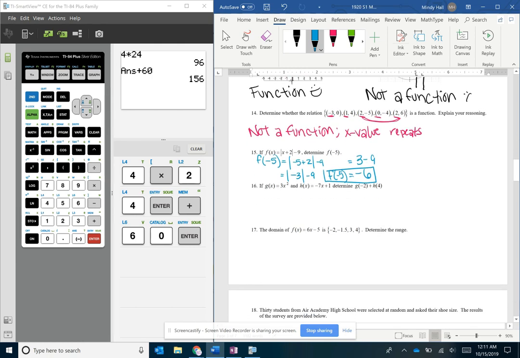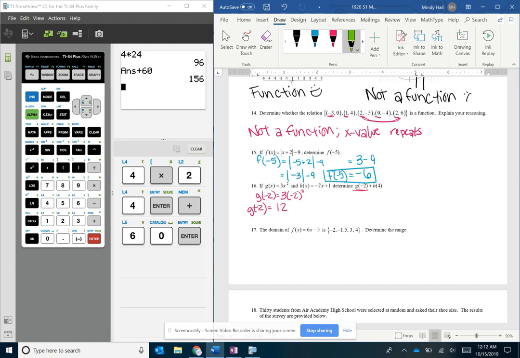For number 16, if g of x equals 3x squared and h of x equals -7x plus 1, we want to determine g of -2 plus h of 4. So in order to do this, first you need to figure out what each of these values are. To get g of -2, you are plugging it in. So we would have 3 times -2 squared. Remember, -2 squared is a +4, and +4 times 3 is a 12. Oops, g of -2. There we go.